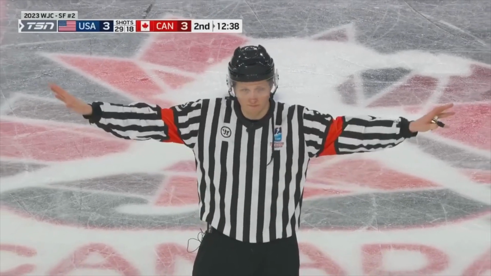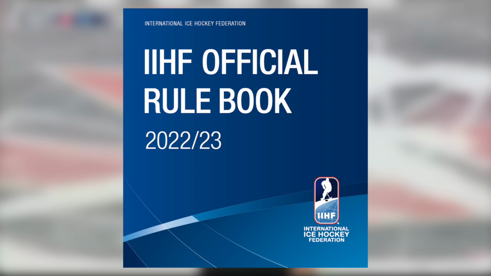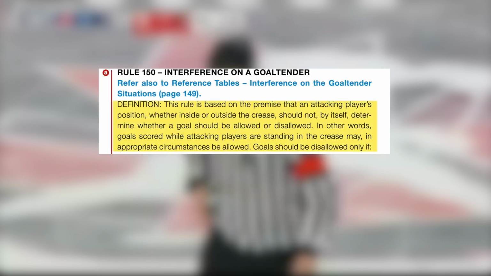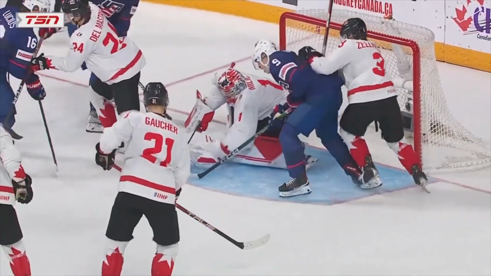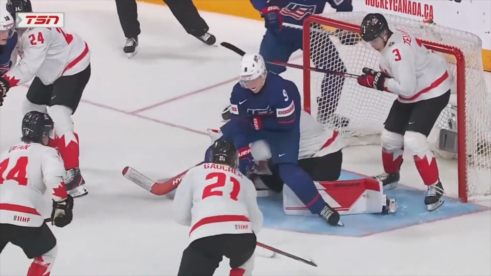And I immediately had to take a look at the rules here, hoping that Rule 150 of the IIHF rulebook would shed some light. And it states, this rule is based on the premise that an attacking player's position, whether inside or outside the crease, should not, by itself, determine whether a goal should be allowed or disallowed. In other words, goals scored while attacking players are standing in the crease may, in appropriate circumstances, be allowed. So at this point, I'm thinking, okay, yeah, looks like a good goal to me.